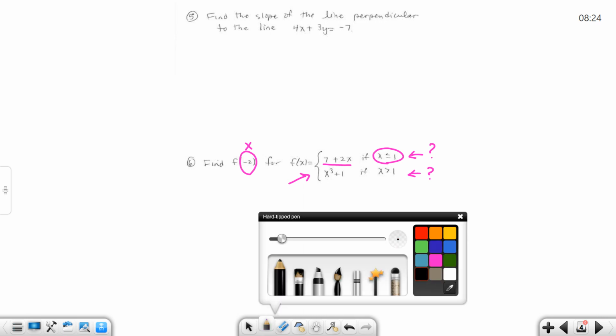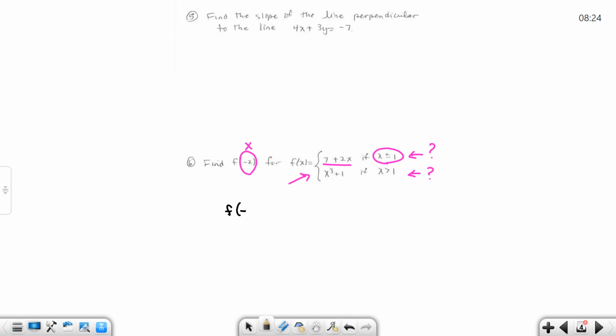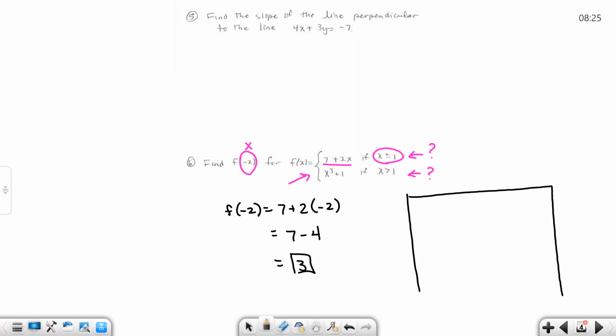Once we decide which piece to use, we just plug in to that piece. And so we will get 7 plus 2 times negative 2, which gives us 7 minus 4, which gives us 3. Now, if you want to see another one, just for a little extra practice, say it told us to find f of 3.